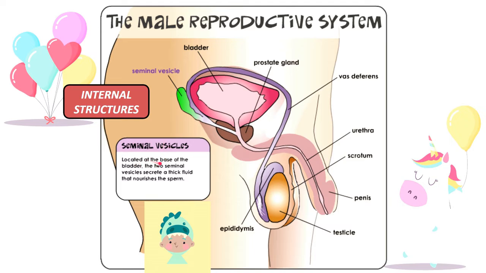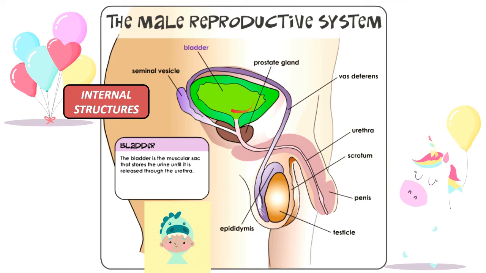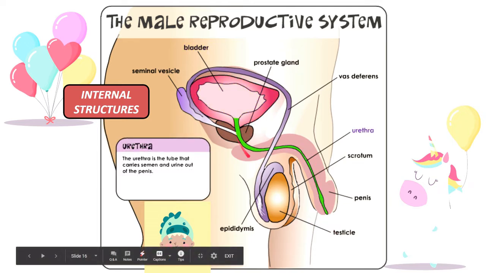Okay, so the two seminal vesicles secrete a thick fluid that nourishes the sperm cells in the semen. And then the urinary bladder, this is where urine is stored until it is ready to be released through the urethra. So the urinary bladder, aside from being part of the reproductive system, is also part of the urinary system or the excretory system.